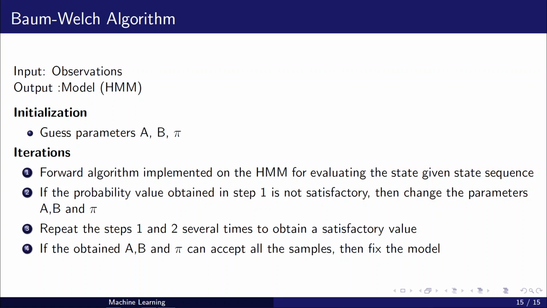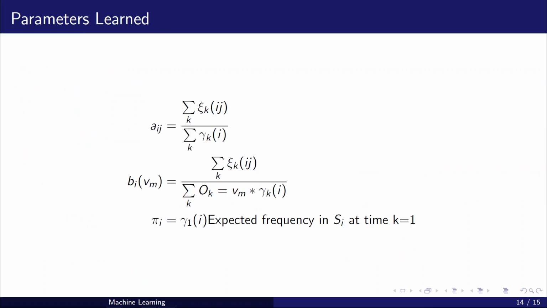So that's about the learning problem of the hidden Markov model. Our ultimate aim was to learn about these three parameters Aij, Bi(Vm) and pi i. That is the parameter lambda, which consists of the transition probability, the emission probability and the initial probability of the states.